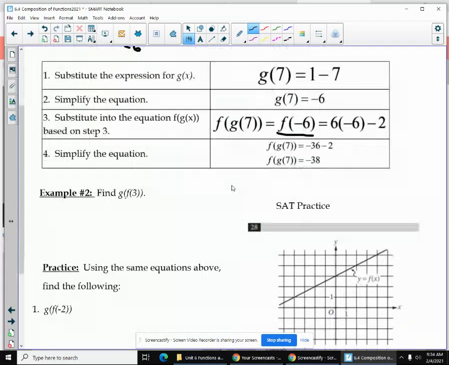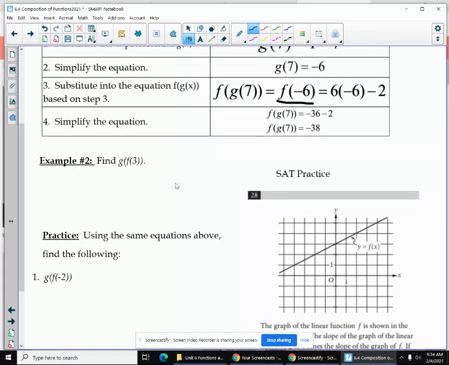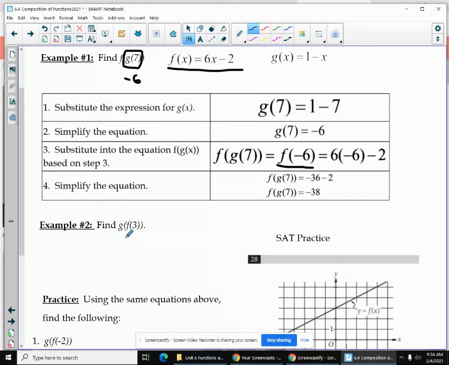Okay, let's take a look at example number 2. So our job is to evaluate g of f of 3. So first, we will start with f of 3, okay? And f of 3 will be equal to 6x minus 2, which is 6 times 3 minus 2. And if you simplify this, 6 times 3 is 18, and 18 minus 2 is 16.